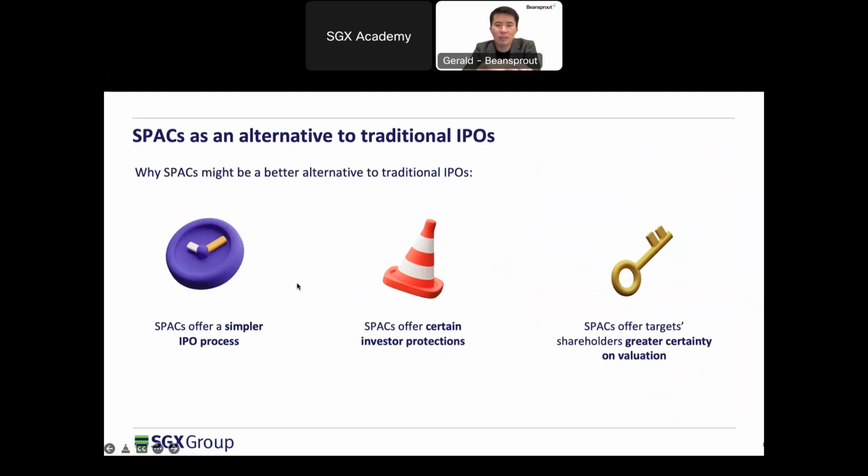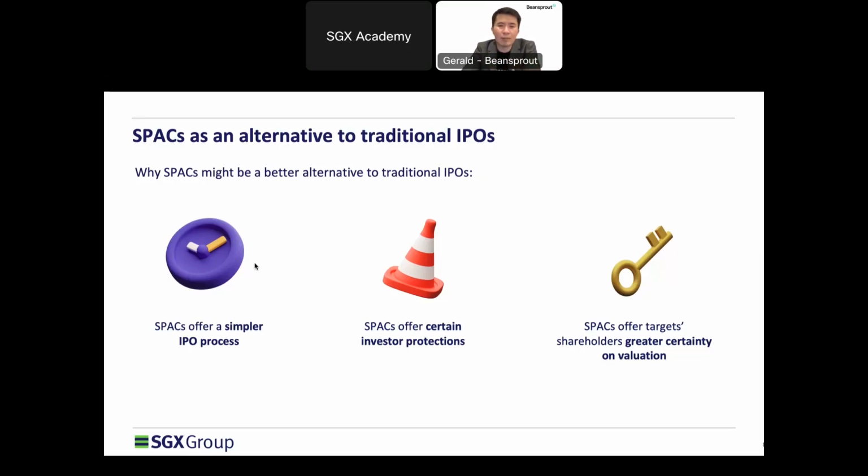Okay, so the question that you might have is why SPACs versus a traditional IPO process? First and foremost, one of the perceived advantages of a SPAC is that the IPO process is actually more simple. They do not have to go through a very complex process during the initial public offering because the company does not have any underlying assets as yet. So the due diligence process and the roadshows that they need to do wouldn't be as extensive versus if it comes with an underlying asset.